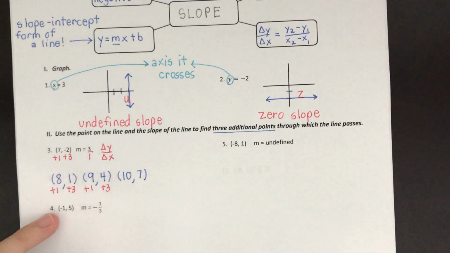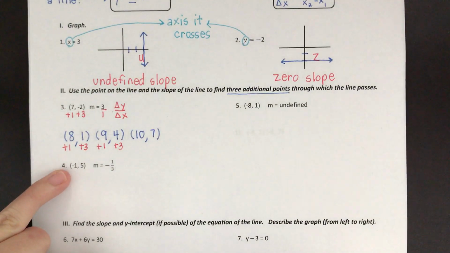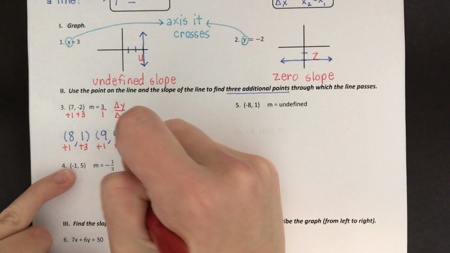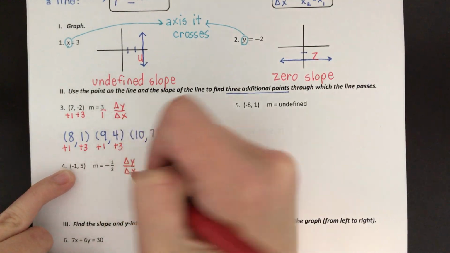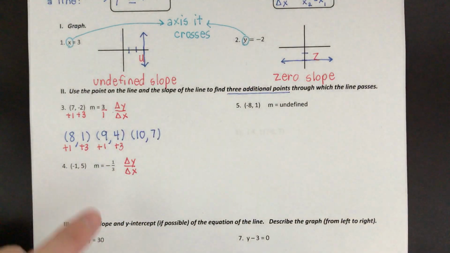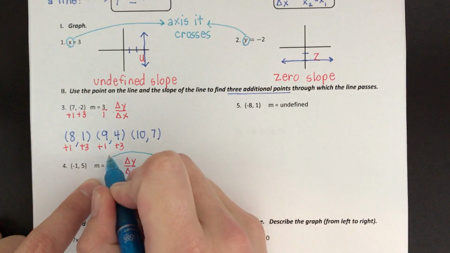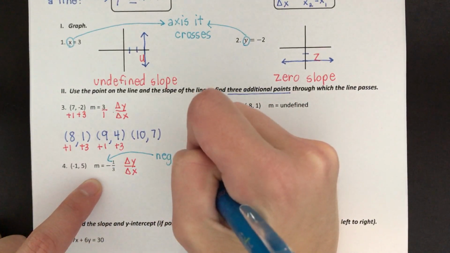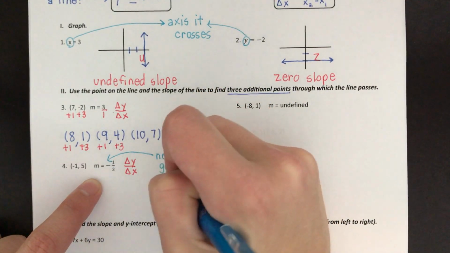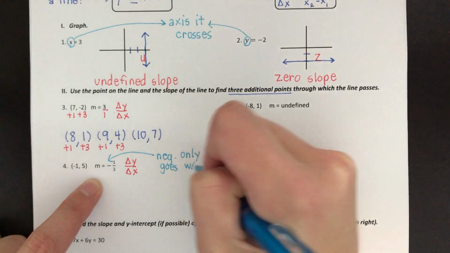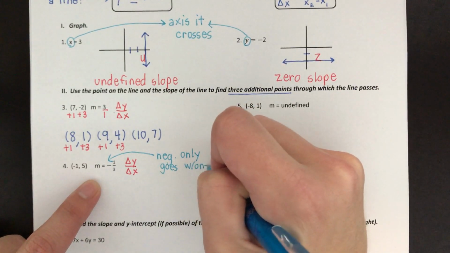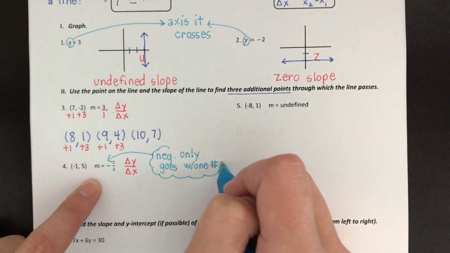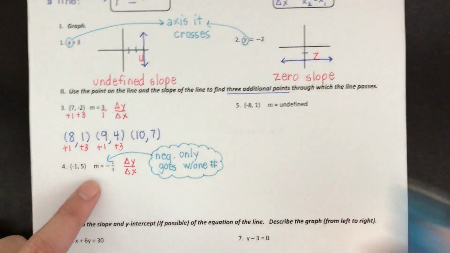All right, let's look at number 4. The thing that's different here is that my change in y over change in x is negative. The main thing you need to remember with a negative slope is that the negative only goes with one number. The negative only goes with either the numerator or the denominator, not both.